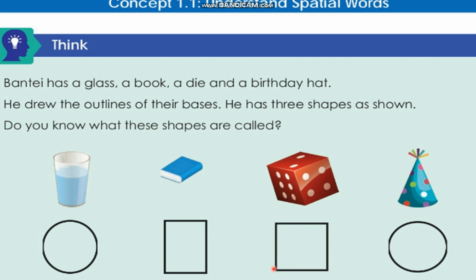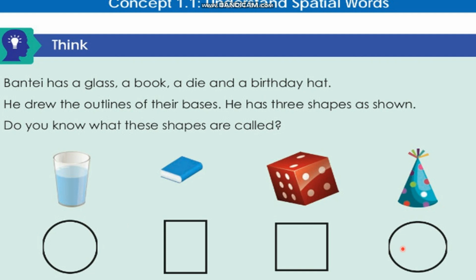It is a square. Now, after that, he put the birthday hat on a paper and he drew the base. Then he got the shape circle. So, these are the base shape of these objects. Okay, children? Alright, so in this chapter we will learn more about these different shapes.